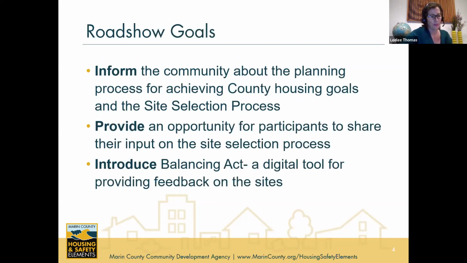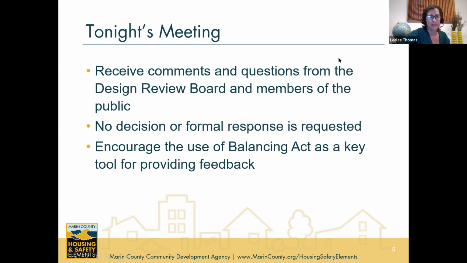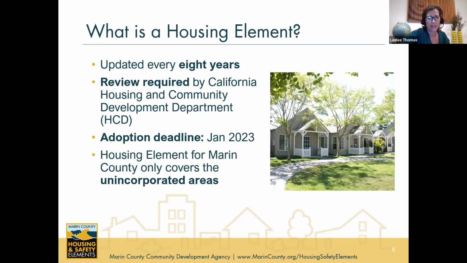So our goals for tonight, our three main goals are to inform you, to share input and receive questions, and introduce the balancing act tool. Next slide, please. Let's skip over this one. This is the design review board.